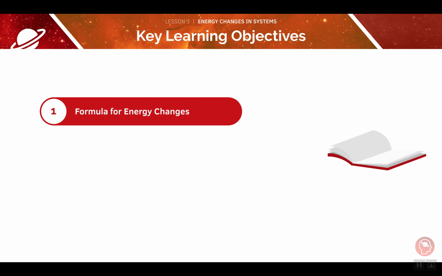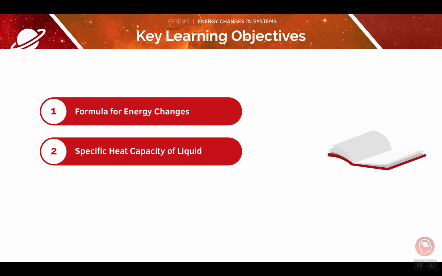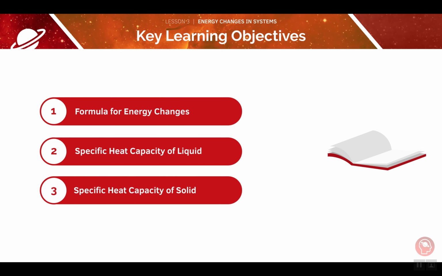Here are our key learning objectives for this lesson. We will start off by looking at the formula for energy changes, move on to look at specific heat capacity of a liquid, and finally we will look at the specific heat capacity of a solid.